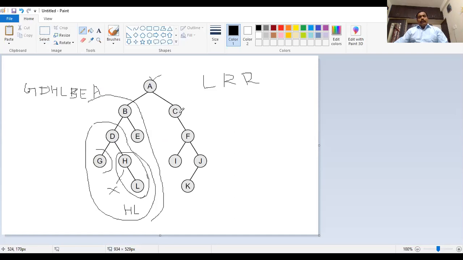When we are going to the right side of this root, first we are visiting C. So C is the root node here. What happened? C has no left child, but a right child is there. So then we have to complete it. After visiting C, we will go to the right side.